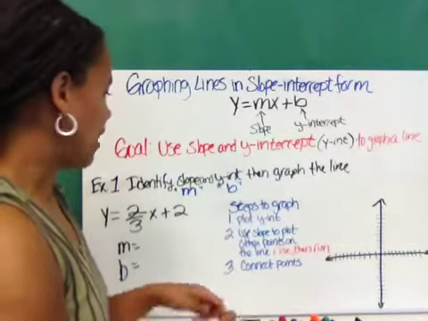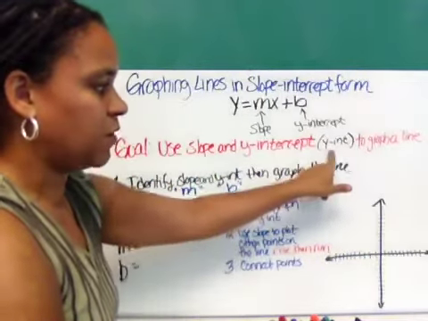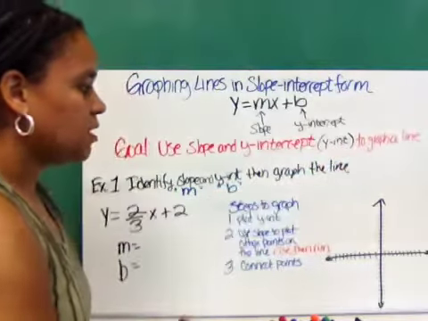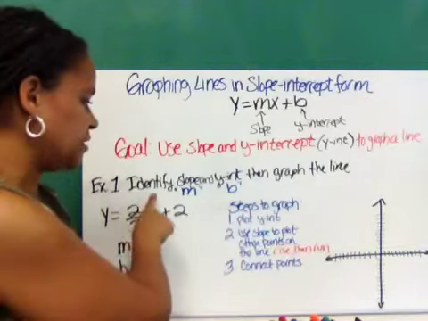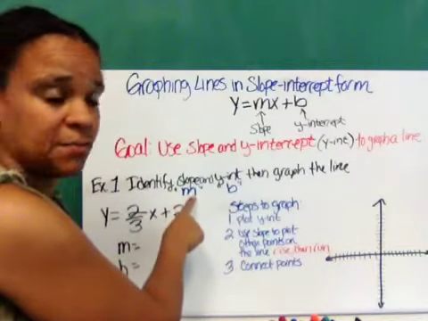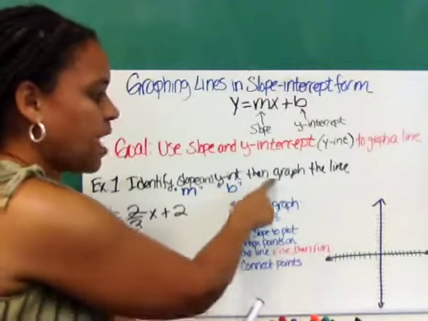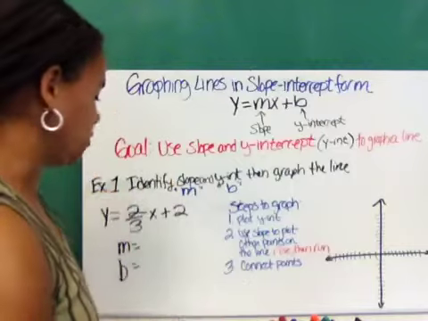graph it. Okay, so our goal today is to use slope and y-intercept, and I'm going to refer to y-intercept shorthand this way, to graph a line. So if it's in slope-intercept form, you should be happy. First step is to identify the slope, which is m, and the y-intercept, which is considered b, and then graph the line. Once you know those two things, the steps are very short to do this.